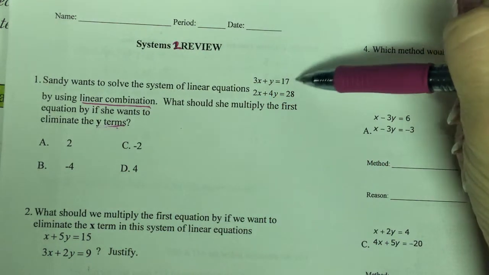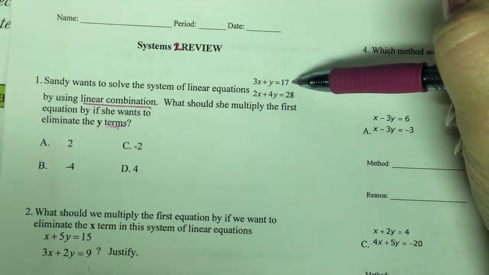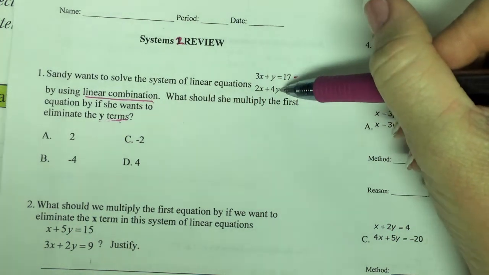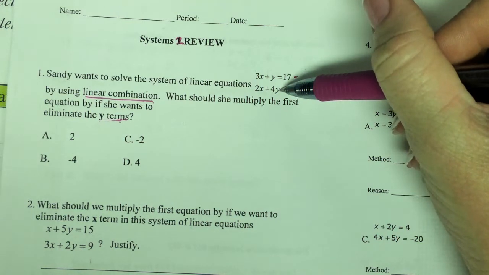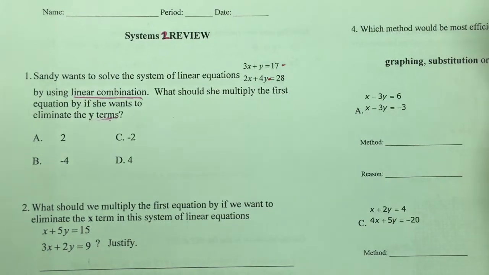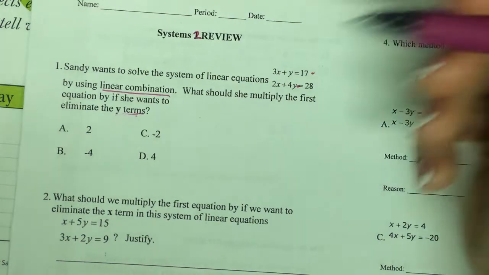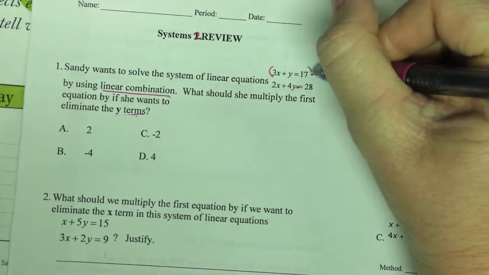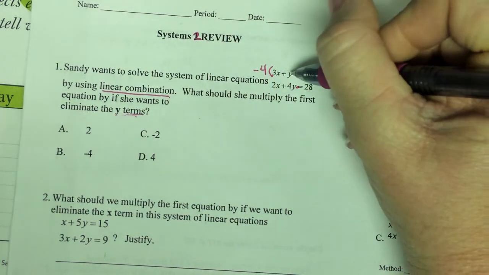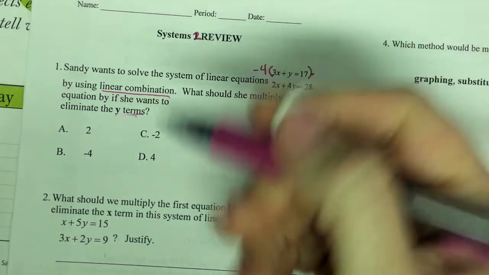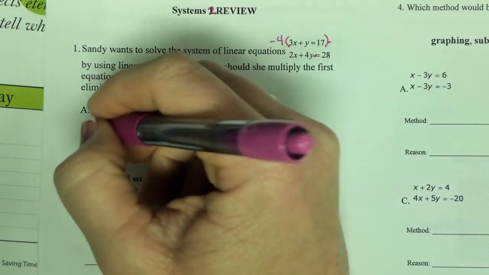All right, so this would be my top equation, right? So looking at my bottom one, I have what for my y term? A 4y, but it's a positive 4y, right? So that means I would have to multiply this whole thing by negative 4 in order for it to zero out. So therefore my answer is B.